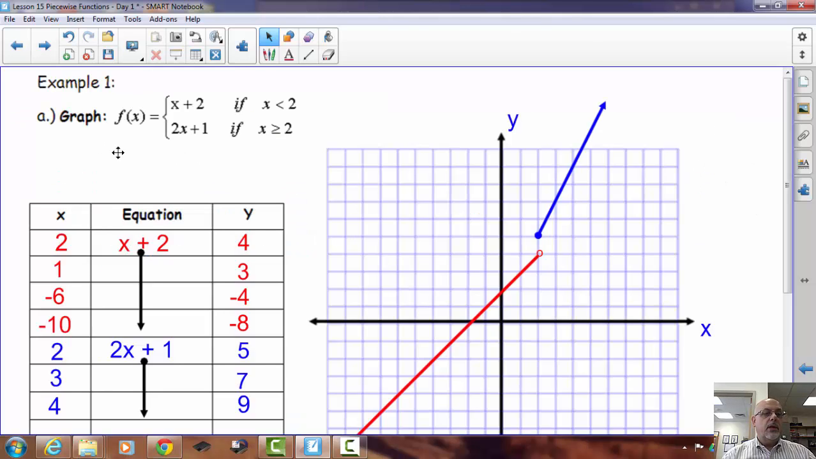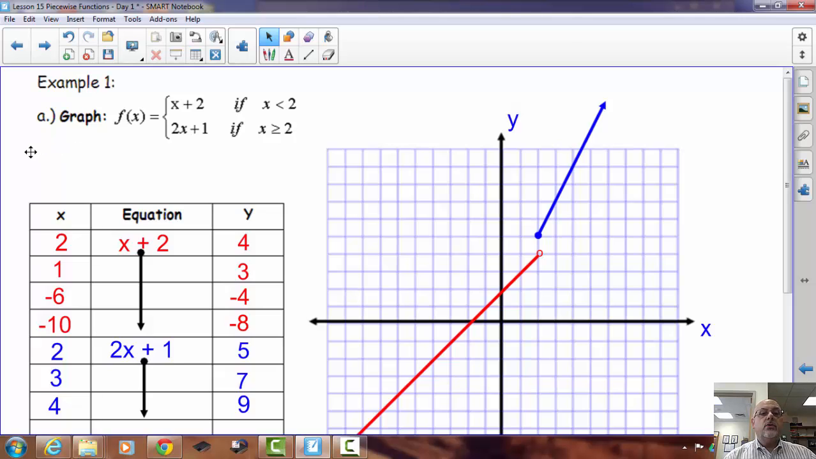The first one, we're asked to graph f of x is equal to x plus 2 if x is less than 2. Then we're asked to graph f of x is equal to 2x plus 1 if x is greater than or equal to 2. So if we continue the concept of graphing on the number line, when we have something like x is less than 2, that would be an open circle. And when x, for instance, here is greater than or equal to 2, that would be a closed circle.